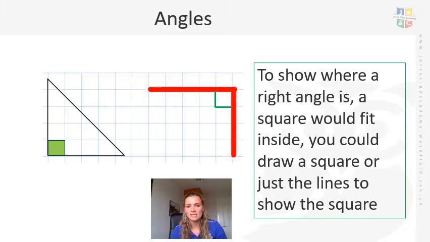Now, it doesn't matter where it is, whether it's in a shape, whether it's on a line, we would always draw, you could either draw the full square or just as I've done with just the two lines that meet. You just need to show that it looks like a square, so you could just draw the two lines, which is much easier to do. So obviously when we go on to drawing where right angles are, you can just draw that in instead of having to draw a full square.